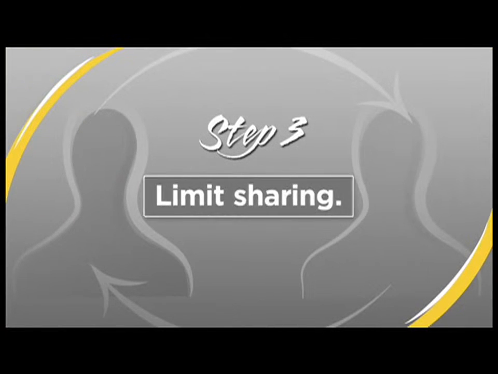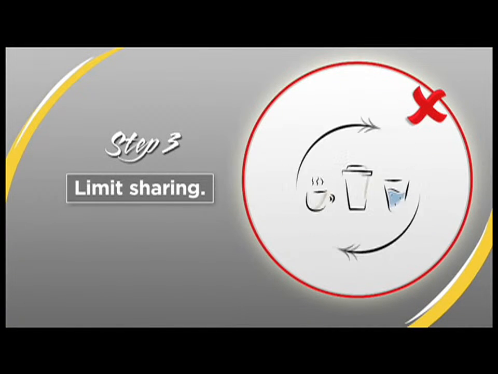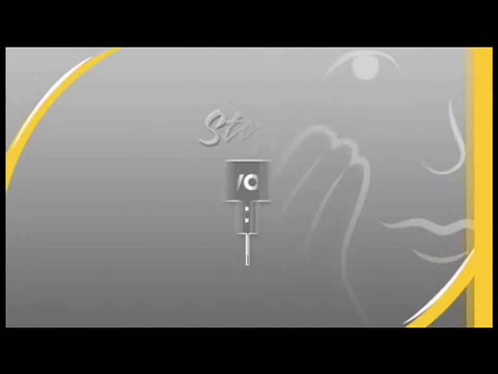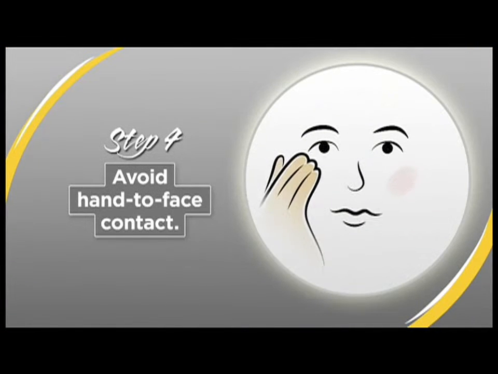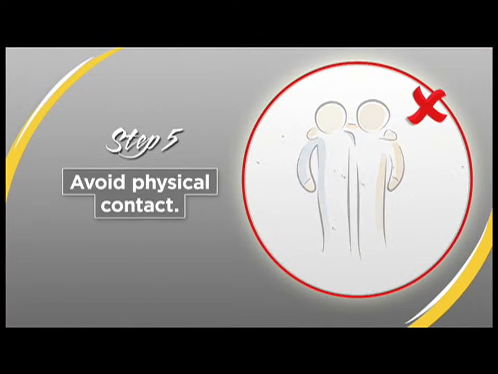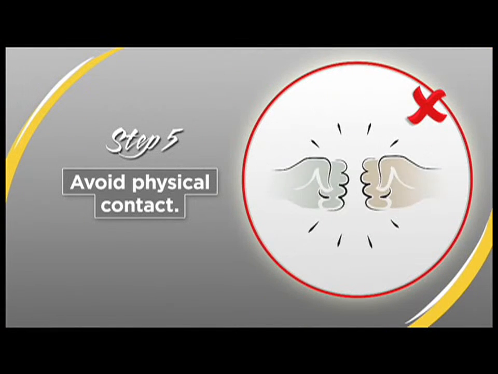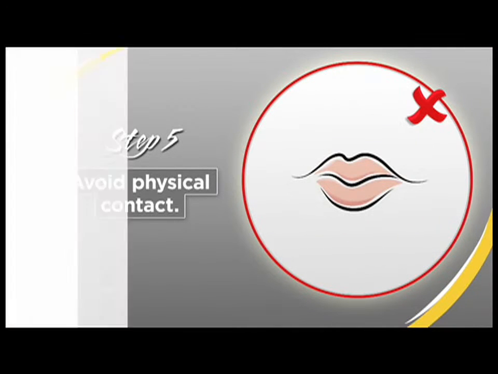To avoid spreading germs, limit sharing of personal items such as utensils, cups, and dishes. Your skin acts as a barrier to germs, but your eyes, nose, and mouth are more vulnerable. Wash your hands thoroughly before touching your face, eating, or drinking. Avoid physical contact with others, including handshakes, fist bumps, high fives, hugs, and kisses.